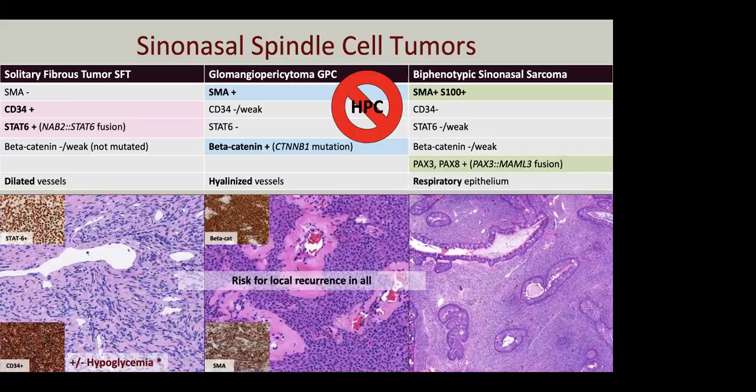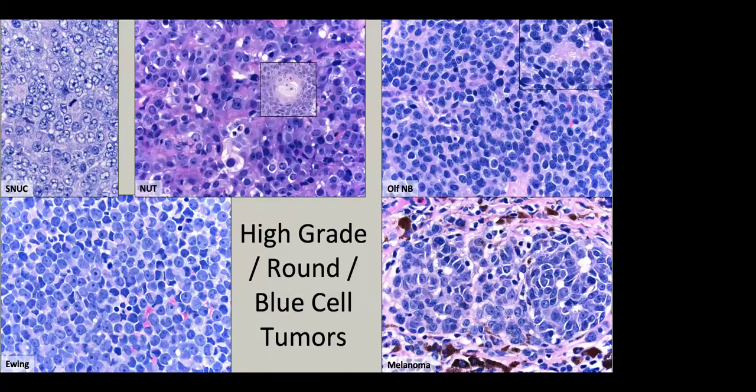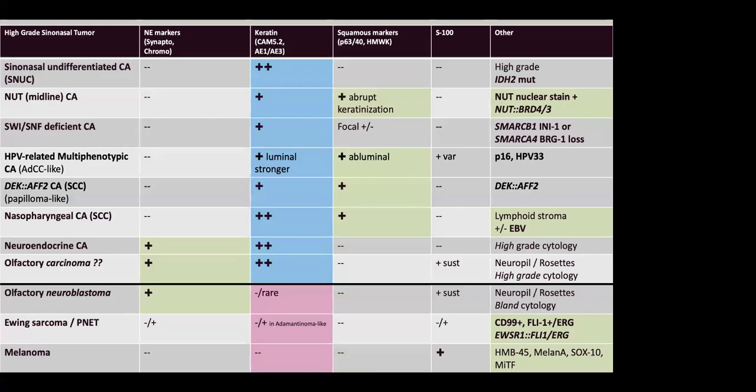Then we get into the high-grade, very cellular, very blue cell tumors of the sinuses, of which you will 100% need immunostains to distinguish them. There are the carcinomas, which are very strongly keratin expressing, and then some of the non-carcinomas. The exception is Ewing sarcoma of the sinuses, in this so-called adamantinoma-like Ewing, which can actually very strongly express keratin. So I would always consider that in the sinuses. Do your CD99 and your FLI1, your ERG, to see if you can go down the Ewing sarcoma pathway.